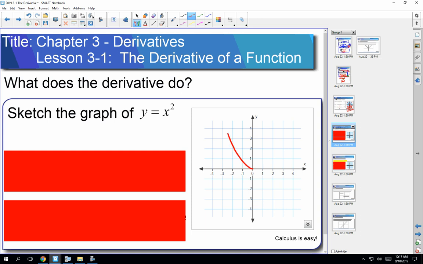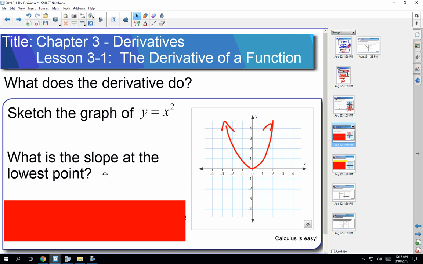You might want to draw a quick sketch. And this time, we can answer the question, what is the slope at the lowest point? Okay, I can draw in a tangent line, a little tangent line here. I'll do it in a different color. Right here, that's the lowest point. And the slope there is actually defined. It's m equals 0.